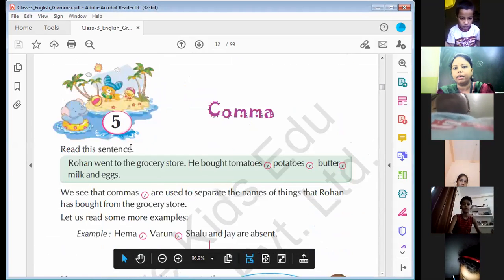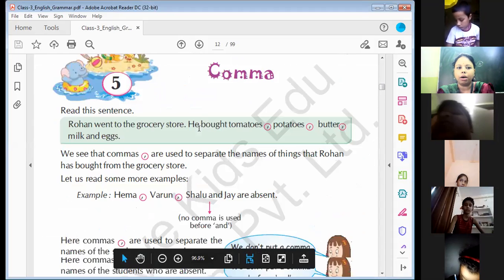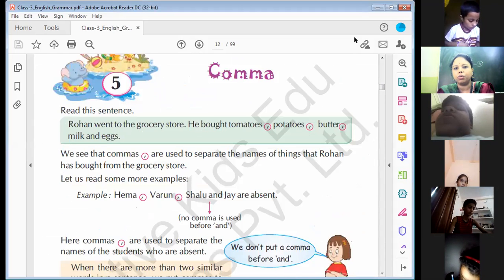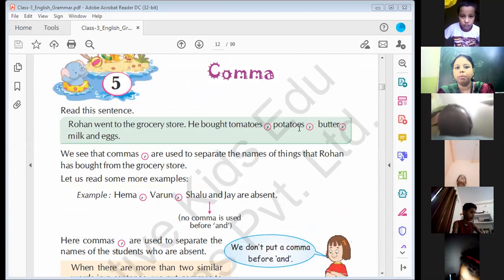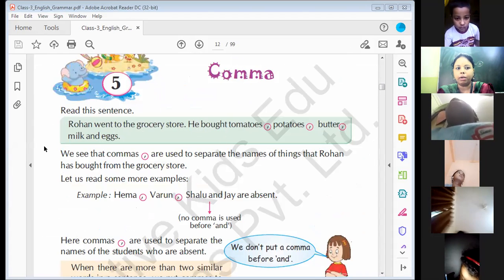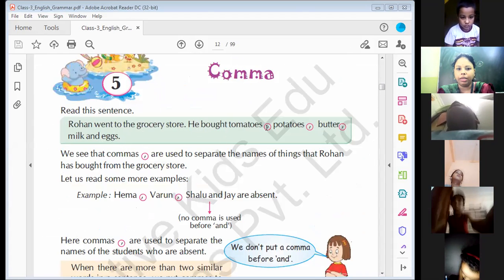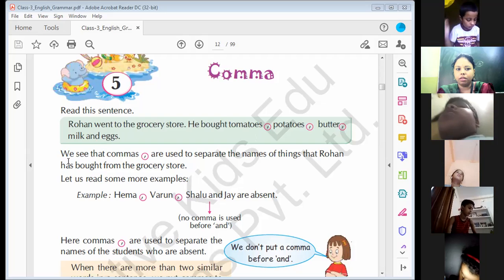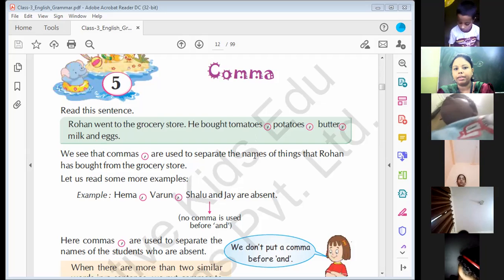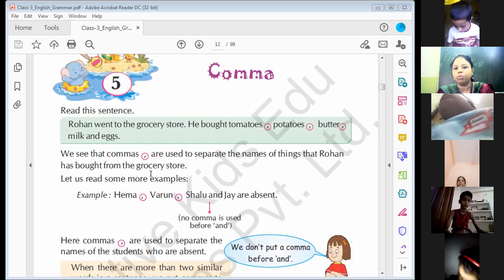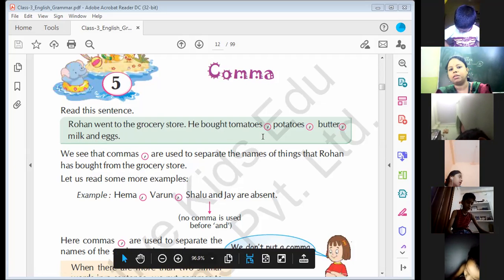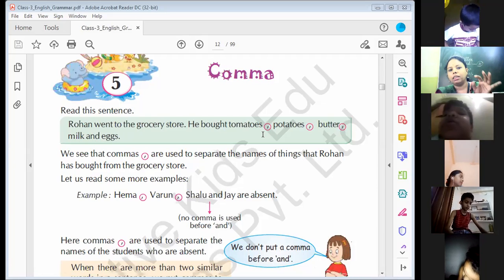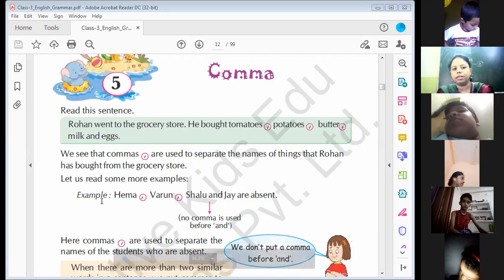Move to the next, chapter 5. Comma. What is a comma? Rohan went to the grocery store. He bought tomatoes, potatoes, butter, milk and egg. So here you can see commas. We see that commas are used to separate the names of things that Rohan has bought from the grocery store. Whenever we are writing more than one name of anything or anyone, then we have to put a comma, as you can see here.